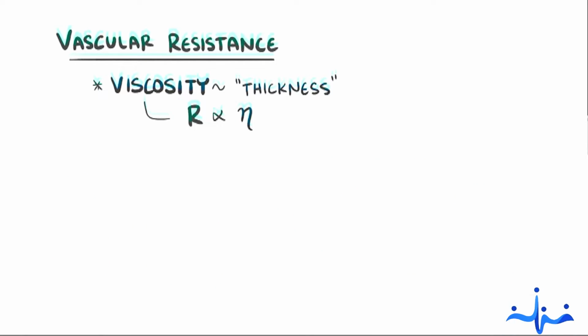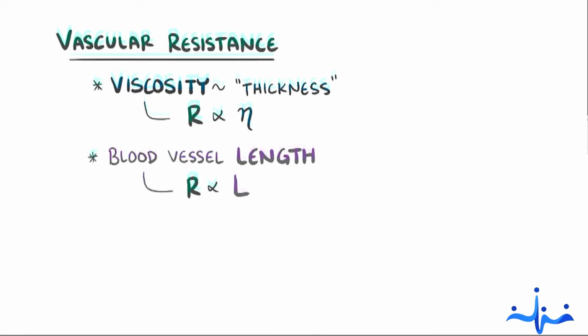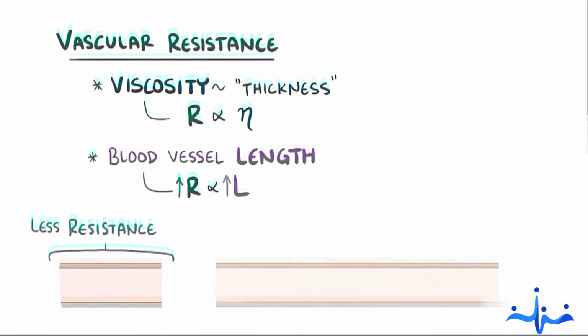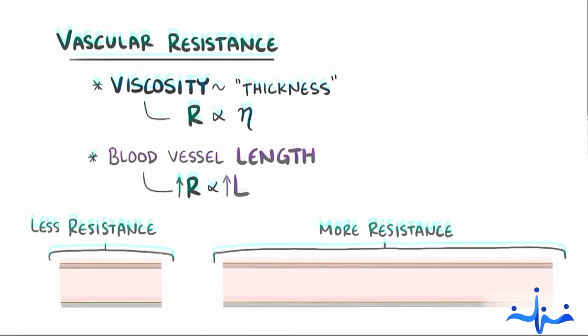A second factor that affects resistance is total blood vessel length. Just like viscosity, the relationship is directly proportional, and this can be represented as resistance is proportional to L for length. So simply put, shorter vessels have less resistance, and longer vessels have more resistance because there's more friction resisting flow. This means that as a child grows into an adult, their blood vessels will get longer, and their peripheral resistance will go up.